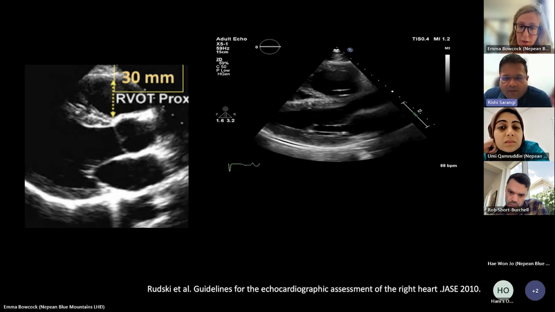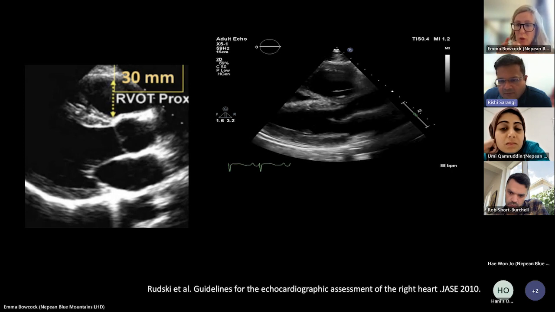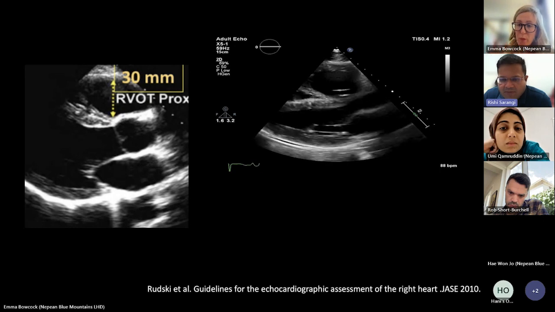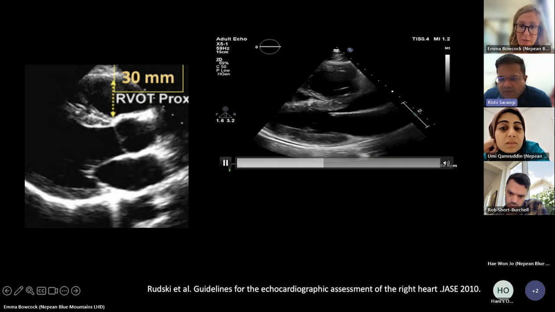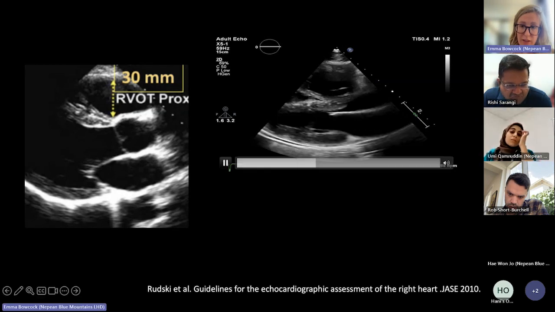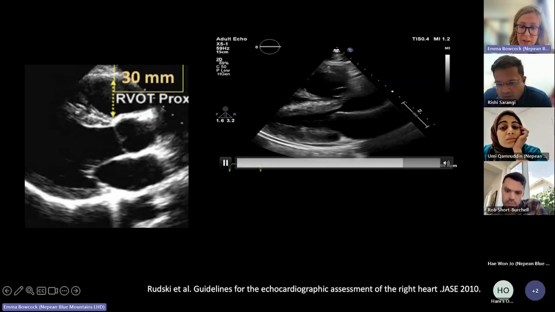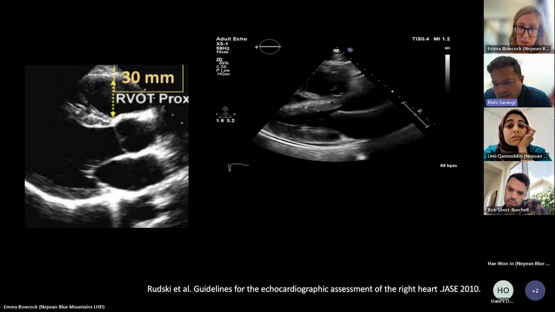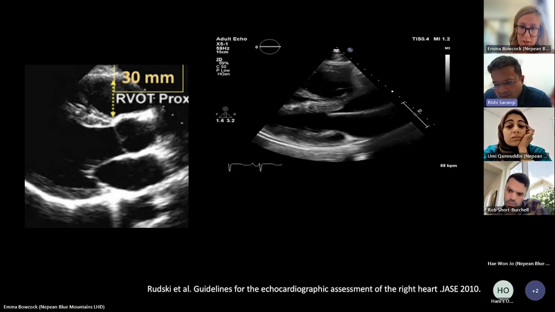RV, you can look at the thickness of the walls. You can see a tricuspid leaflet coming into the picture. You can see any effusion around it. And you can grossly see how it relates in size compared to the aorta and the left atrium, if it's enlarged or not. What do you think of this one? I think it's mildly enlarged. Great.